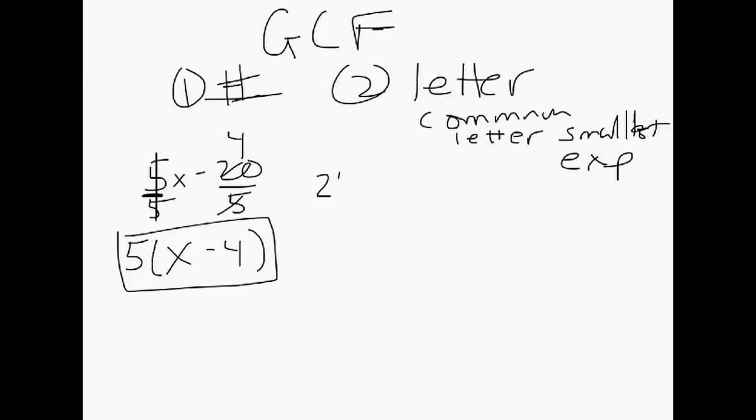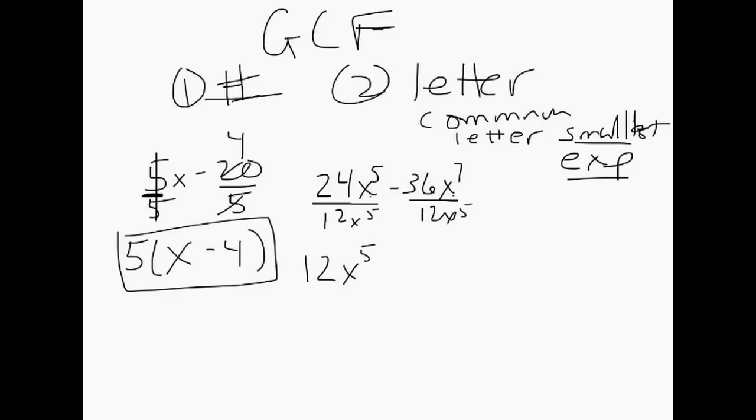Here's another one: 24x to the 5th minus 36x to the 7th. So we look at 24 and 36. We start with the small one. 24 won't go into 36, so we start thinking of the biggest factors of 24. The biggest factor of 24 is 12, and 12 will go into both of those. They both have x's, so we put an x on it. We'll go with the smallest exponent, which is 5. So then we would write 12x to the 5th under each one of them, and we would start dividing.